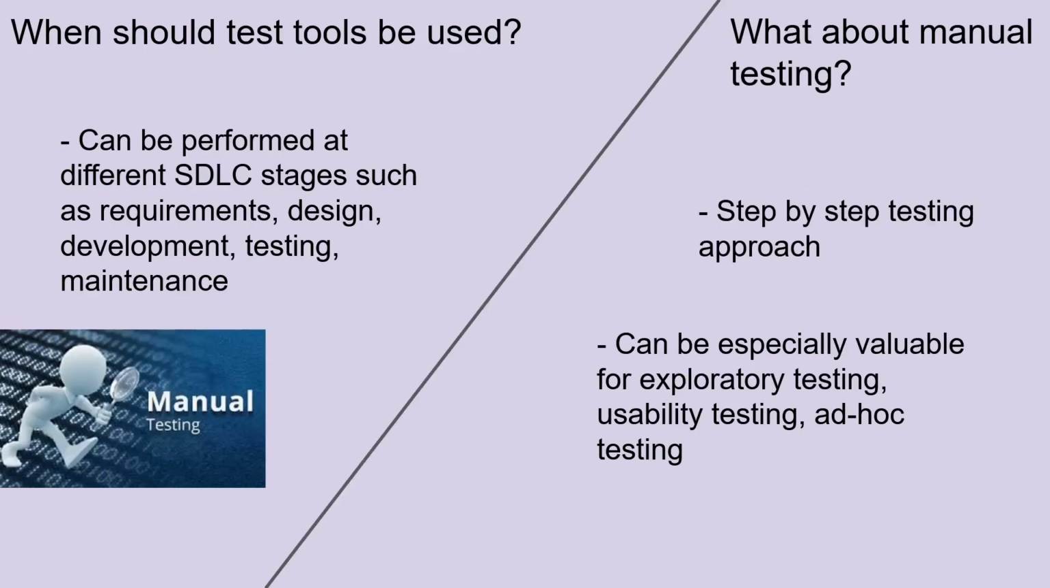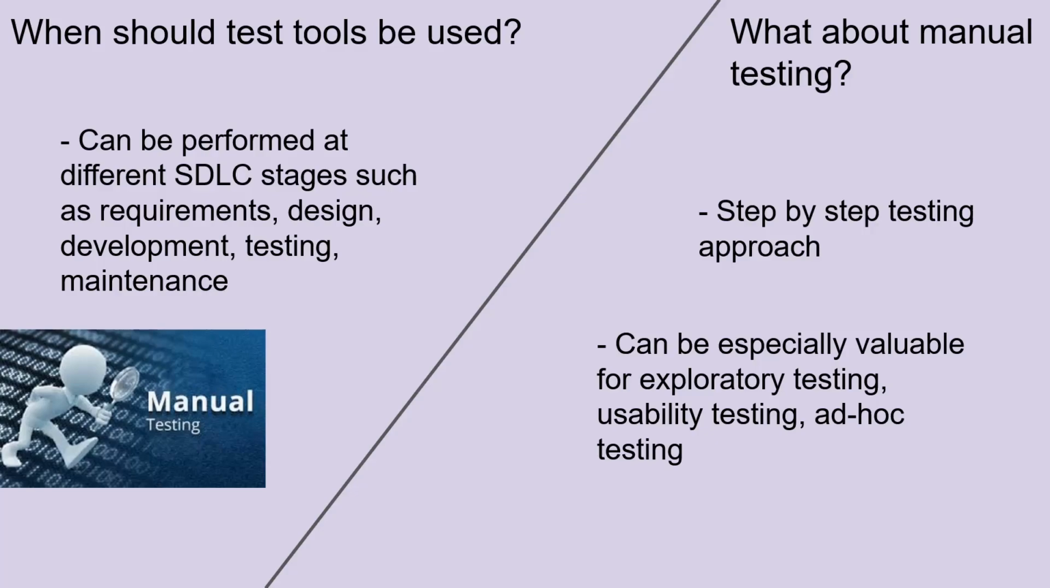When should test tools be used? Across all aspects of the software development lifecycle, requirements, design, development, testing, maintenance, there will be opportunities to use these tools. They help the software tester undertake functional and non-functional tests across various testing types such as unit testing, regression testing, and performance testing. What about manual testing?